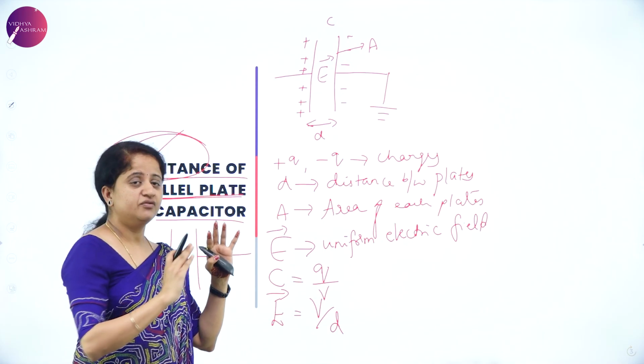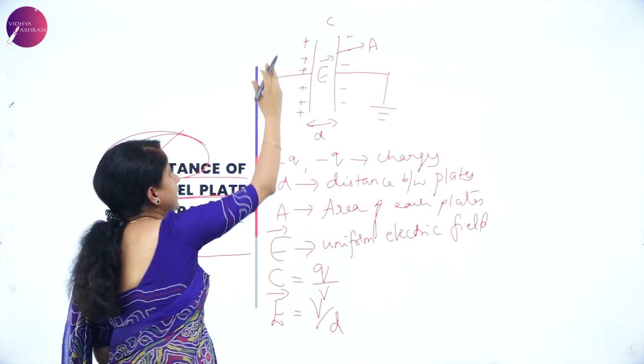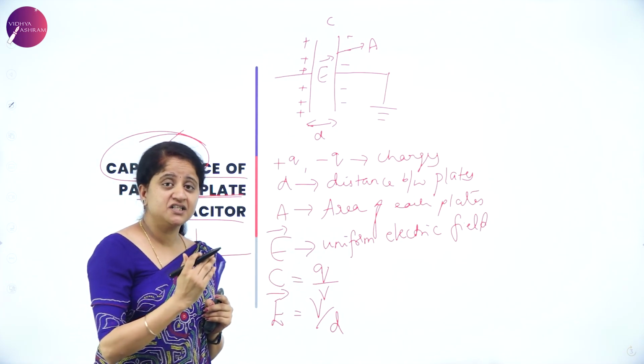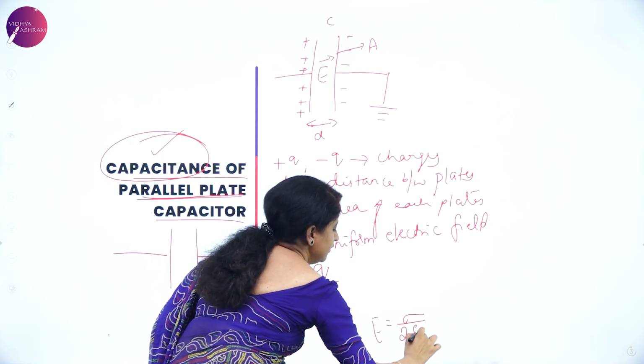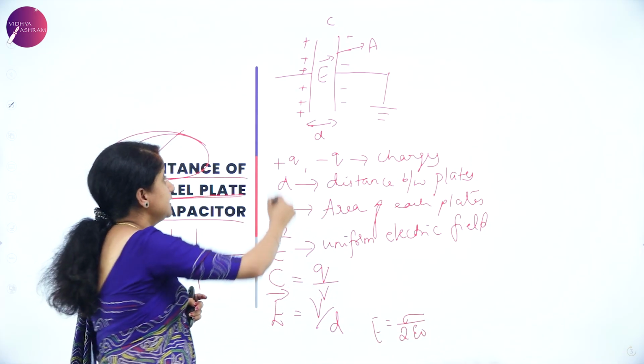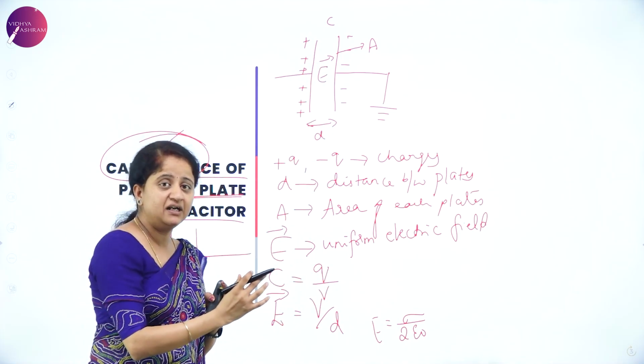Now, we have considered two parallel plates, but we know the electric field due to an infinite plane sheet is given by E is equal to sigma divided by 2 into epsilon naught. Now let us consider these two plates as two infinite plane sheets on which the electric field is produced.